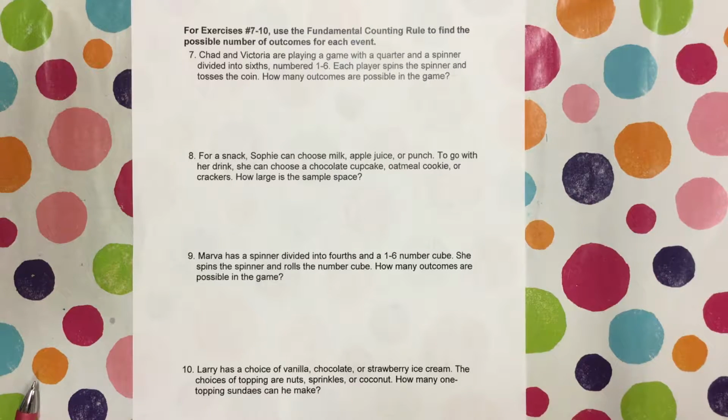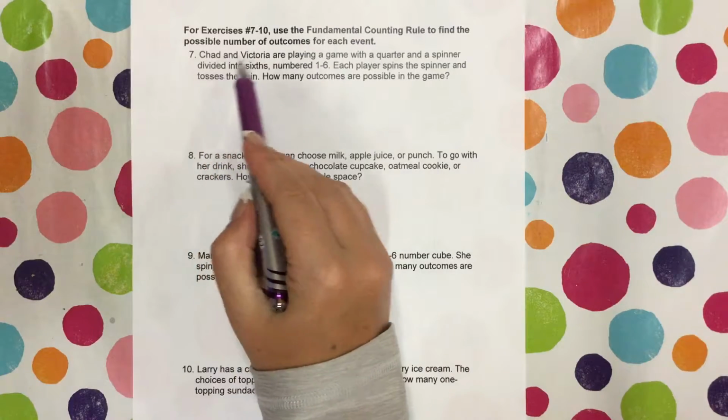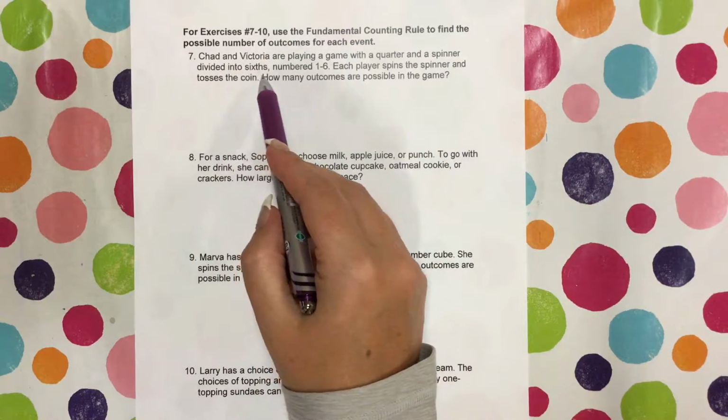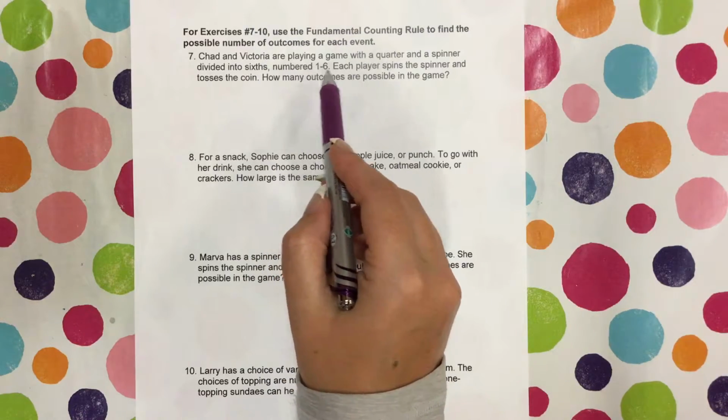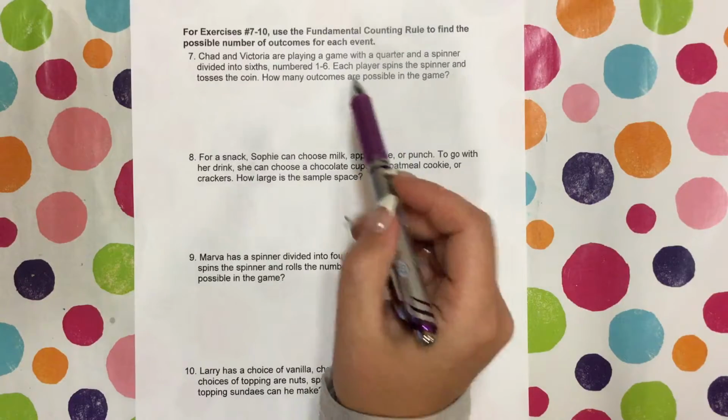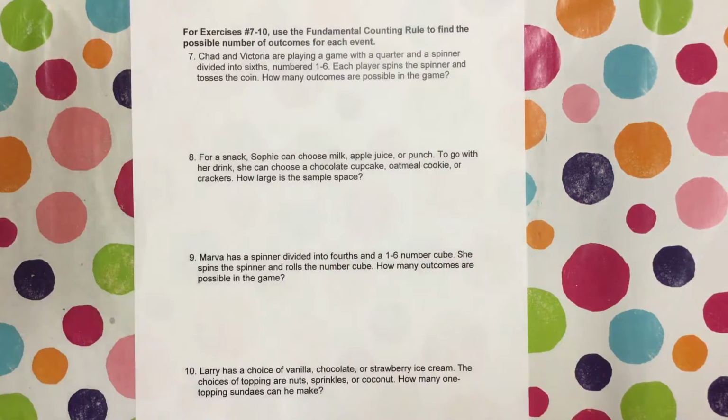Problem 9 says, Marcus spins the spinner at the right and flips a dime at the same time. What are the possible outcomes? How many outcomes are in the sample space? Okay, so this problem is obviously a duplicate from this problem up here. And yeah, so we're just going to go ahead and skip that one for now and go on to the next page.